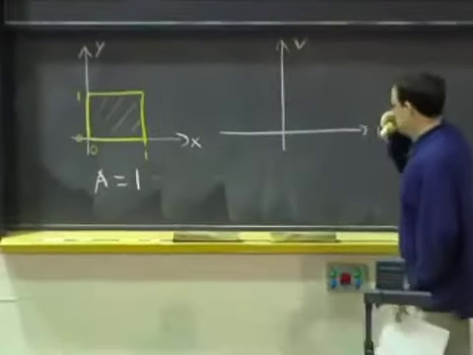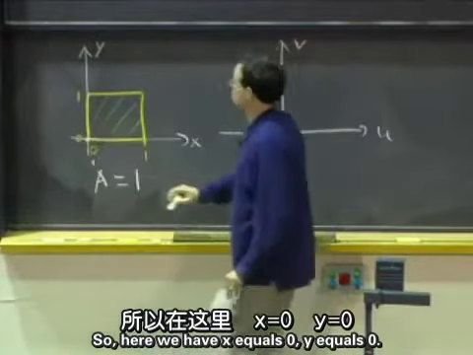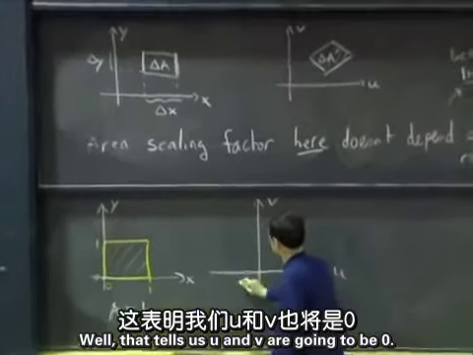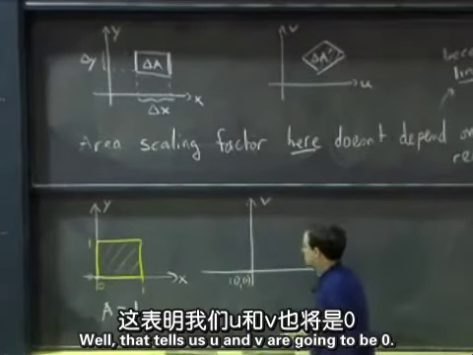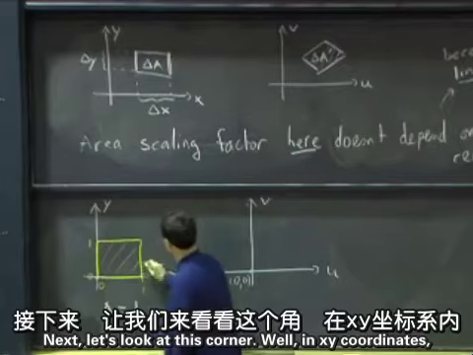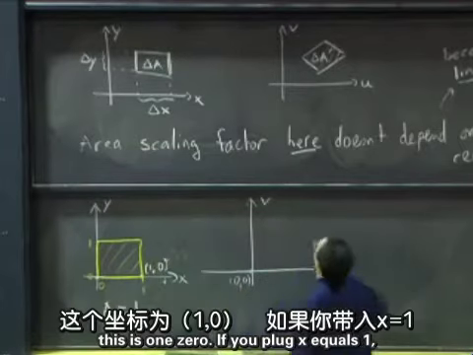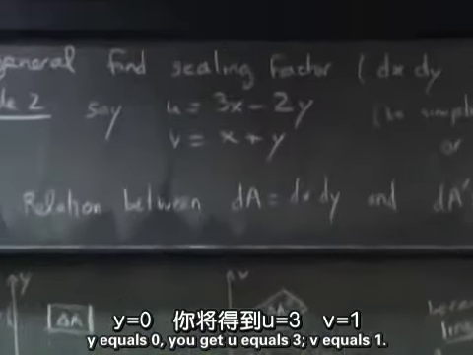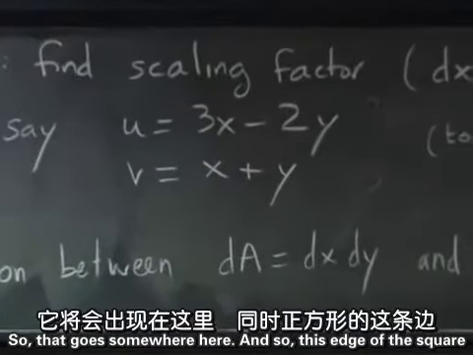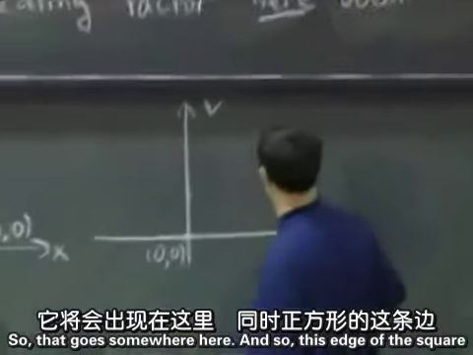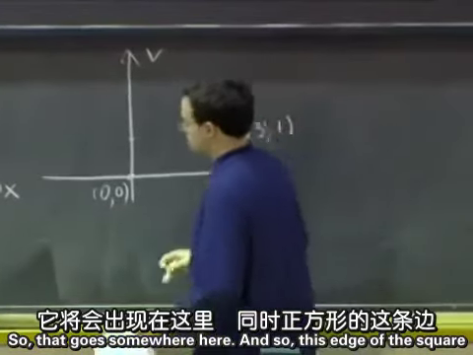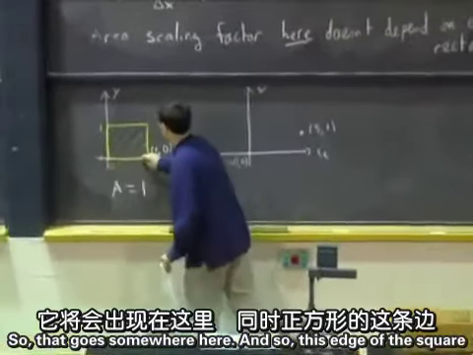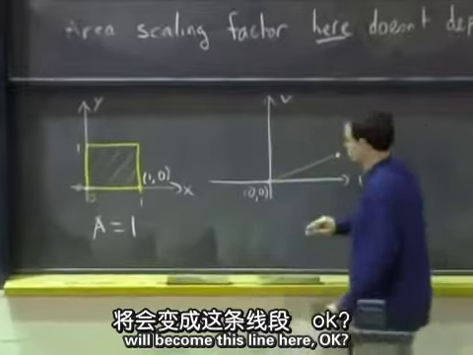Okay, so here we have x equals 0, y equals 0. Well, that tells us u and v are going to be 0. Next, let's look at this corner. Well, in xy coordinates, this is 1, 0. If you plug x equals 1, y equals 0, you get u equals 3, v equals 1. So that goes somewhere here. And so this edge of the square will become this line here.